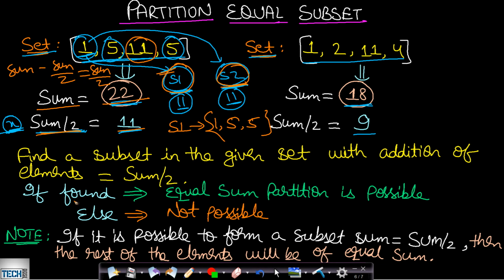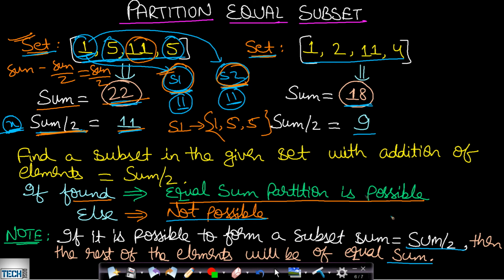So if you can find a subset in this given set which has sum equals to sum by 2, then obviously it is possible to find equal sum partition in your given array, that is, in your given set. Otherwise, if you cannot find it, then it will not be possible. So if it is possible to form a subset with sum equals to sum by 2, then the rest of the elements will be of equal sum.